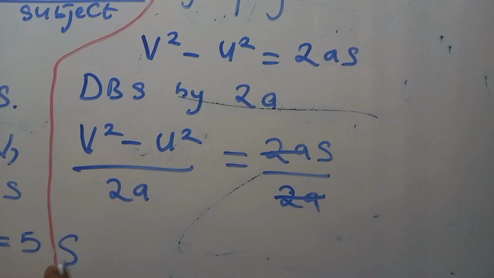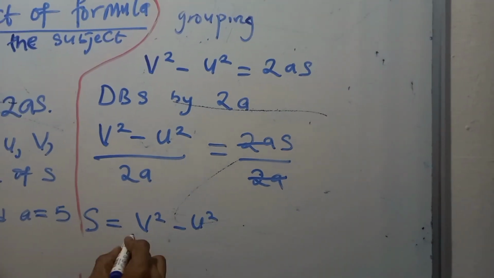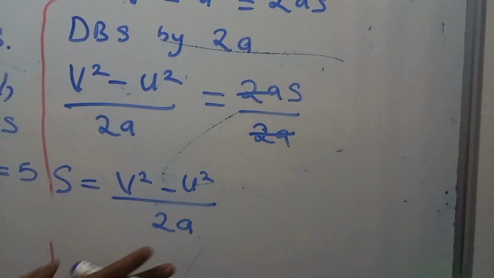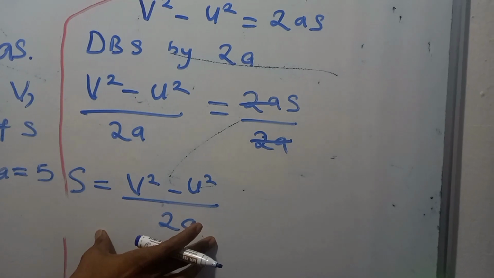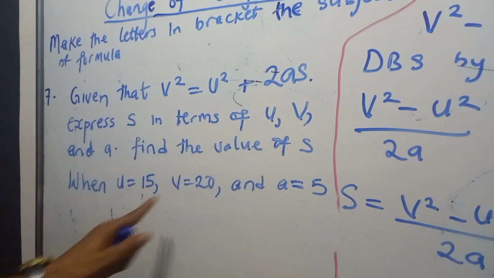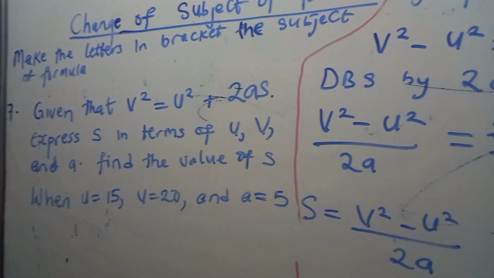What happened? 2a divided by 2a. I have S equals v square minus u square over 2a. Okay, so I've gotten the formula, which I will now apply. Find the value of S when u equals 15, v equals 20, and a equals 5. So what will I do here now?